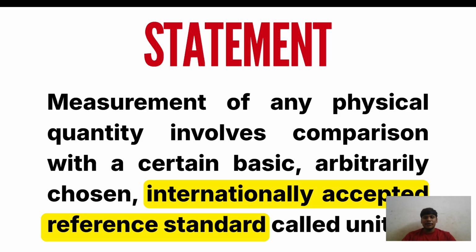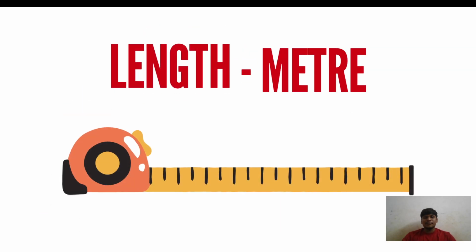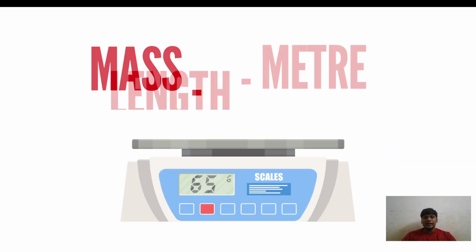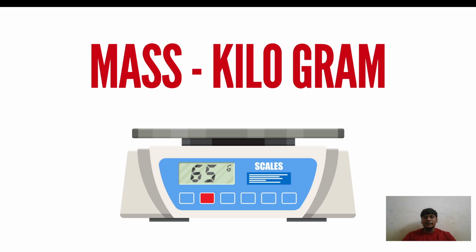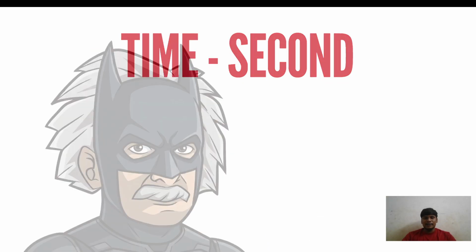Basically, here the unit is an internationally accepted reference standard, which means it is accepted by everyone, but it is chosen by someone else and then accepted by the whole world for a physical quantity. Every physical quantity has some units. So the example physical quantities and their units are: length is a physical quantity and its unit is meter, mass is a physical quantity, its unit is kilogram, and time is a physical quantity, its unit is second.